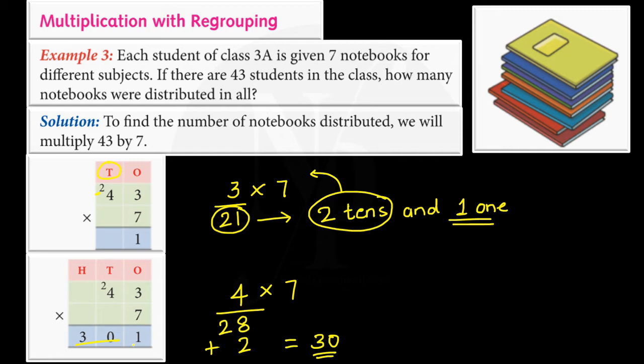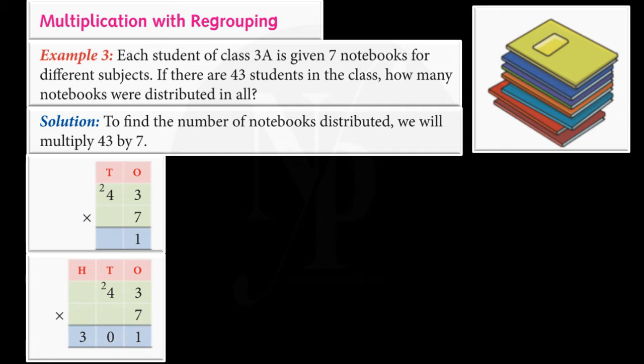So the product after multiplying 43 by 7 is 301. That is what we have got here, 301. So like this we carry out multiplication with regrouping. Now I will explain once again.